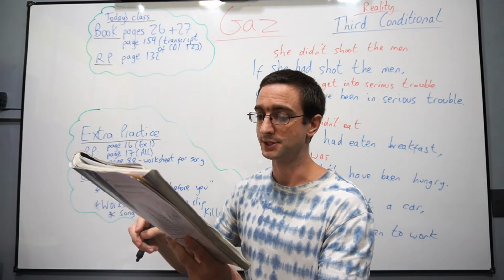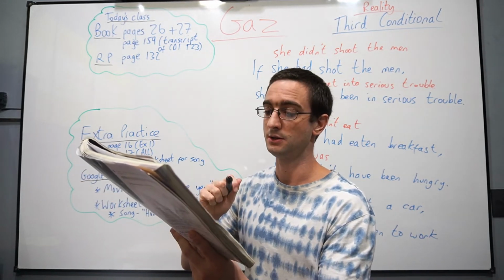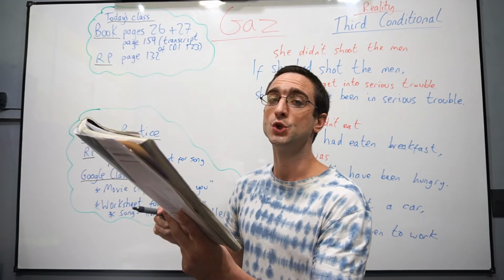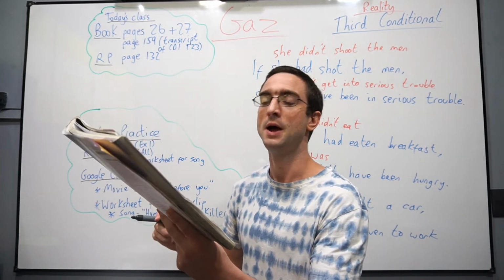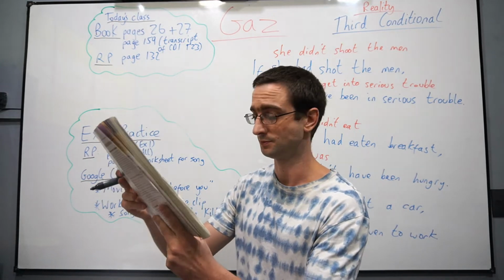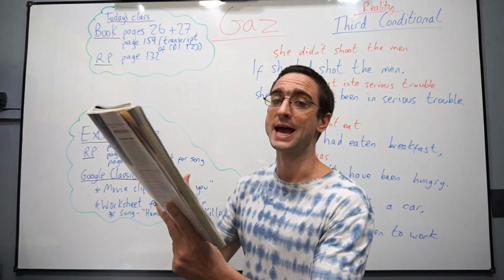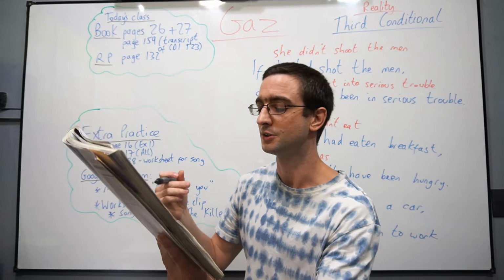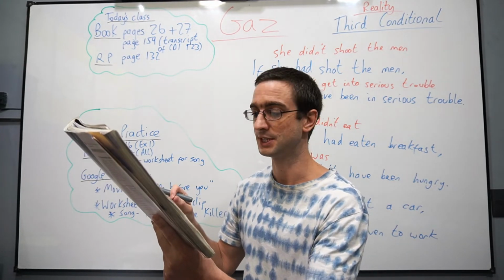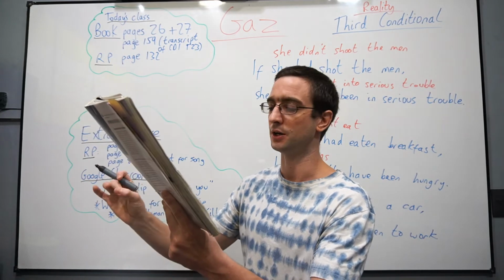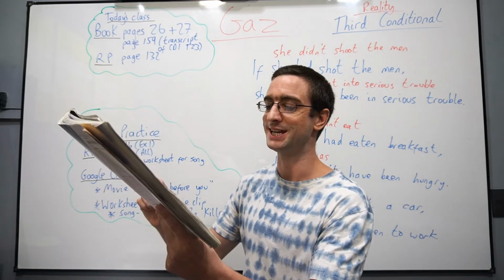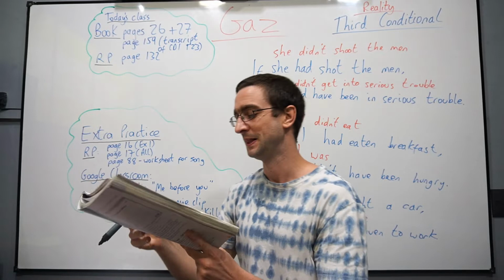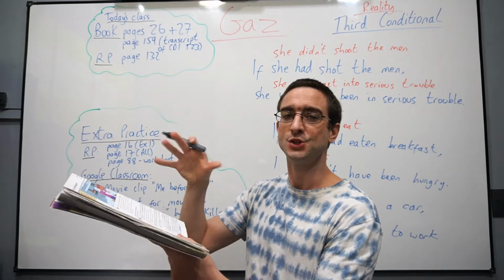So, A says, if the men hadn't run away, she could have killed them. Third conditional. Sentence B. I wouldn't have been too happy if the alarm had woken me up. Third conditional. C. If it had been me, I might have left a note on the car. Third conditional. And D, this one's a question, says, what would he have done if he'd actually seen the owner of the car? Third conditional in question form. Wonderful.